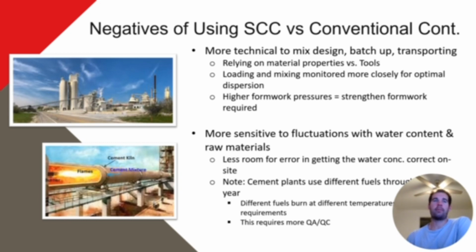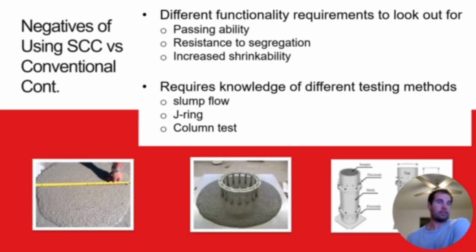And if you're not keeping up with your quality assurance and quality control, then you got to get everything right to get the SCC slurry properties that you need. So there's a lot of things to consider here than just paying a little extra. You need experienced personnel to get the mixture here. Also, there's some negatives of using SCC, like different functionality requirements to look out for, such as passing ability, resistance to segregation, and also increased shrinkability. And there's more testing involved.